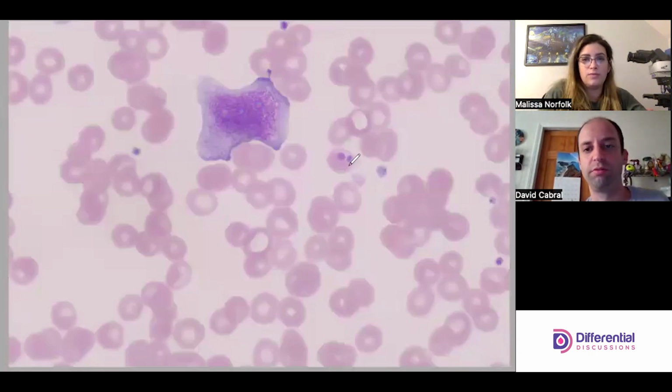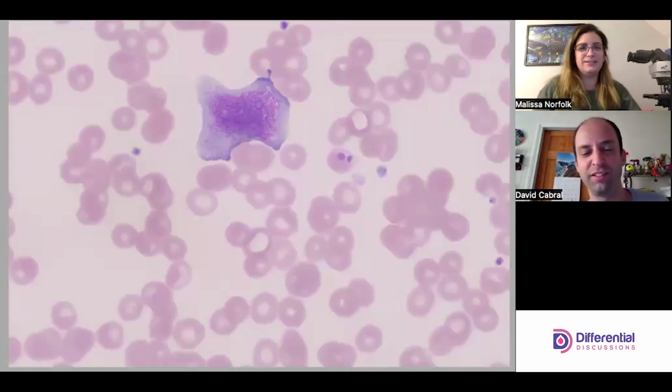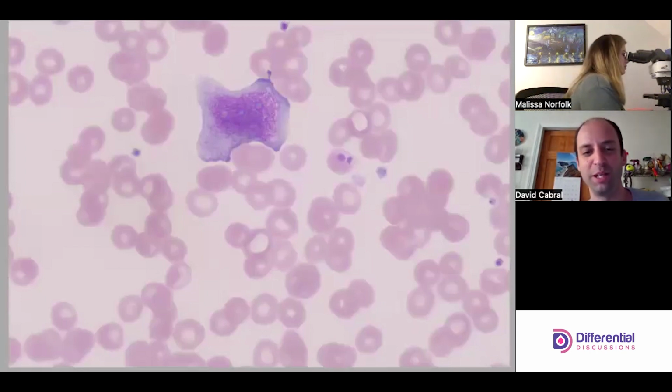Cool. Before I move, just to point out, there's 2 platelets on top of a red cell. There's lover platelets hanging out together on the beanbag.